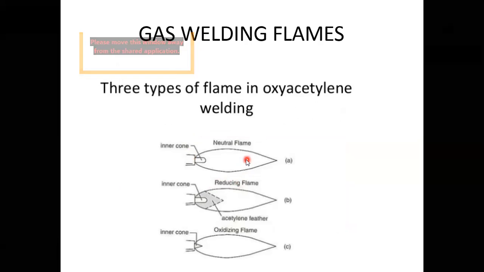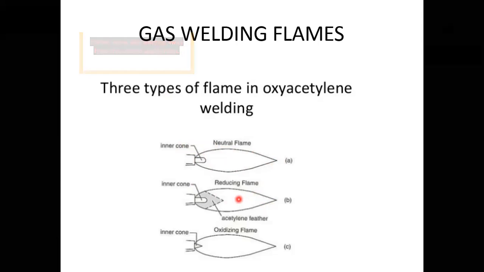Gas welding flames. The first one is a neutral flame. You see that this is the outer envelope, and this is the inner cone. It will be clearly distinguished when we are using it. Based on experience, the gas welder sets the flame according to the requirement. When you see this type of flame, you can easily identify it as a neutral flame.